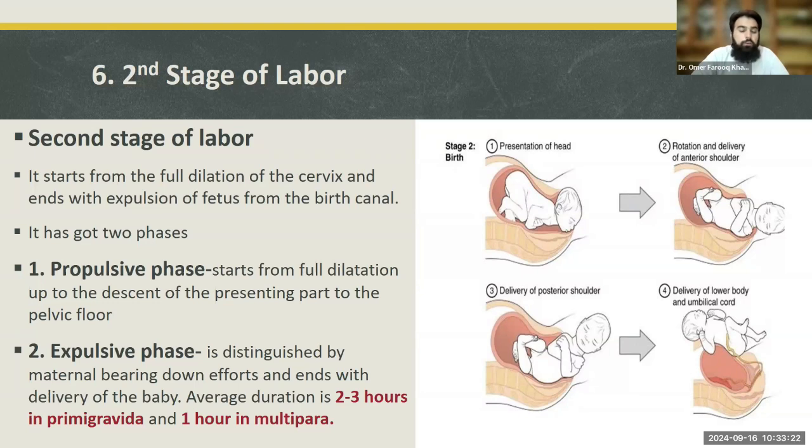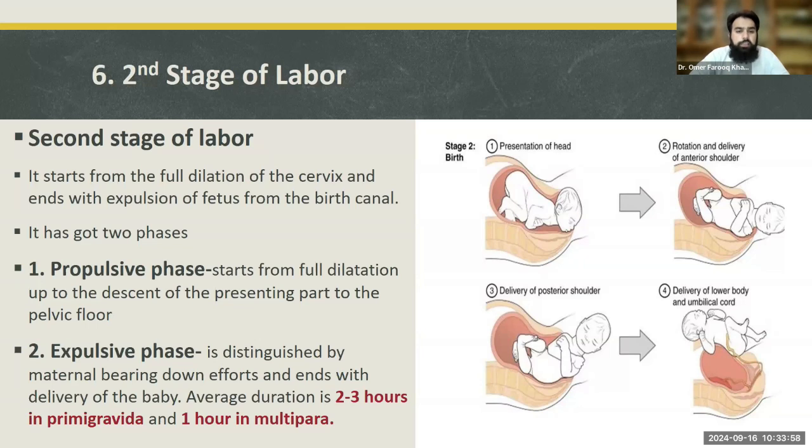So maternal bearing down means the effort of the mother to deliver the head of the baby. So the expulsive phase lasts till the baby's head is delivered, and after the baby's head is delivered, the trained birth attendant, obstetrician, midwife, or obstetric nurse, whoever is attending the case, helps the baby's body to get delivered as well. So the expulsive phase ends with the delivery of the baby.